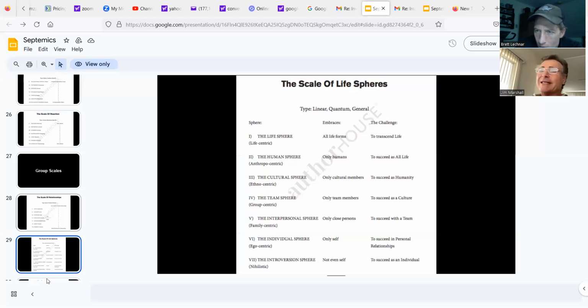And once you transcend life, you're off the scale, because this is the scale of life spheres. So you have to realize when you're at level 7, you're a point. A point is a location that has no size, right? Geometrically, a point has no dimension. So that's why this person can't even embrace himself. So you expand from there in a quantum leap out to the individual sphere. Now you can embrace yourself.